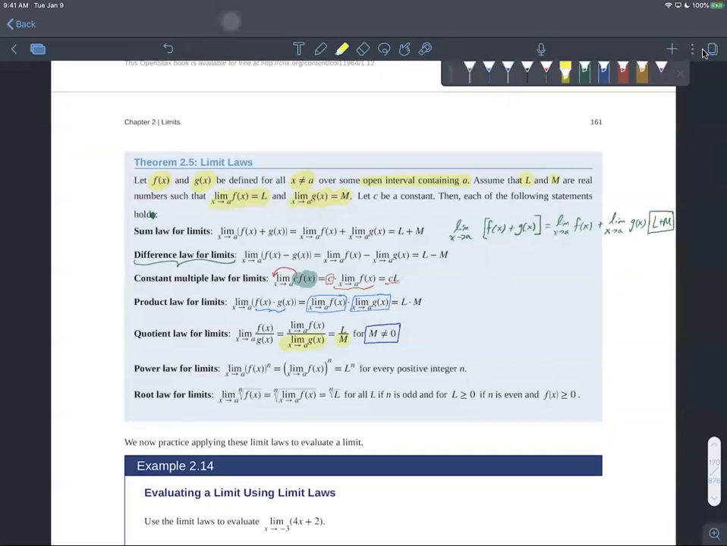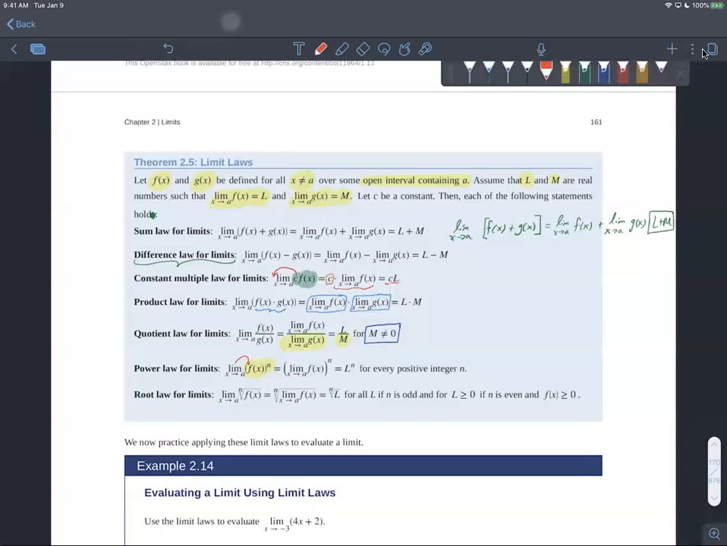Power law for limits, okay? Well, the limit as x approaches a of a function f of x raised to the nth power, we can essentially push this limit inside of that set of parentheses, and notice now we have the limit on the inside, and that entire limit is now raised to the n. And the reason this helps us is because we know what that limit is. That limit is equal to L, and then you just raise L to the nth power. And this is true for every positive integer n.